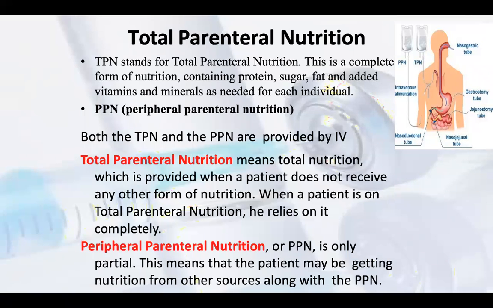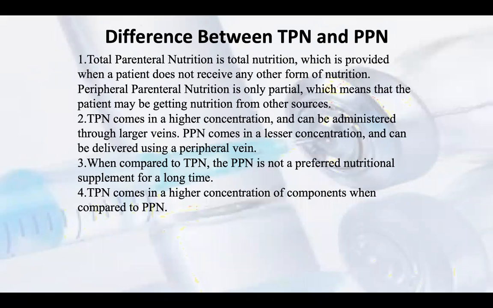Total parenteral nutrition means total nutrition, which is provided when the patient does not receive any other form of nutrition. When the patient is on total parenteral nutrition, he relies on it; that is TPN. Peripheral parenteral nutrition or PPN is only partial. This means that the patient may be getting nutrition from other sources along with the PPN. So that is PPN and TPN. Difference between TPN and PPN.